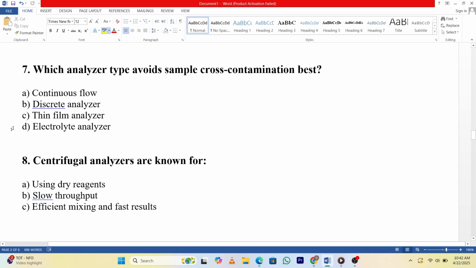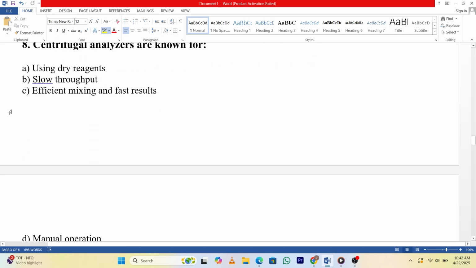7. Which analyzer type avoids sample cross-contamination best? A. Continuous flow. B. Discrete analyzer. C. Thin film analyzer. D. Electrolyte analyzer. Answer: B. 8. Centrifugal analyzers are known for A. Using dry reagents. B. Slow throughput. C. Efficient mixing and fast results. D. Manual operation. Answer: C.